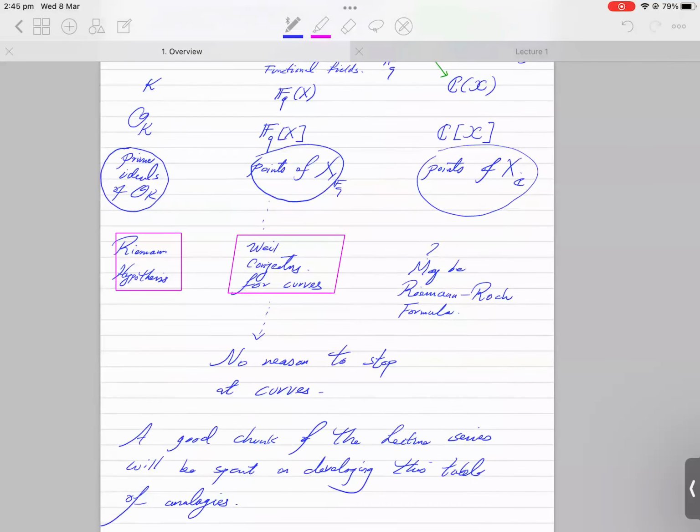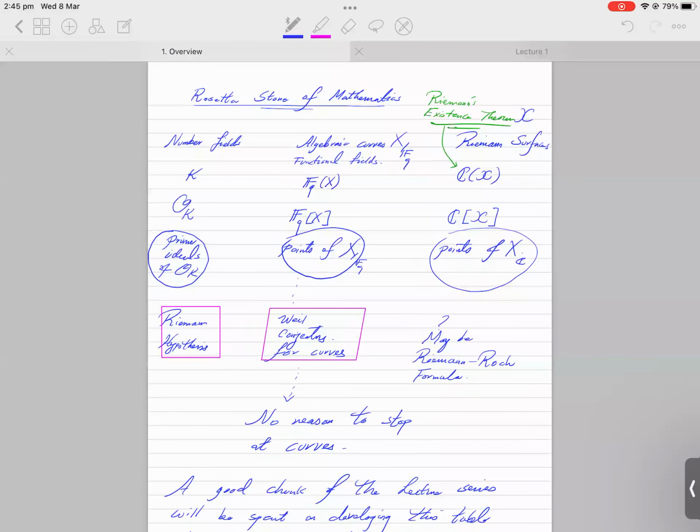Okay, so now what I want to do is explain how we can go from the Riemann hypothesis to the Weil conjectures for curves. Any questions?